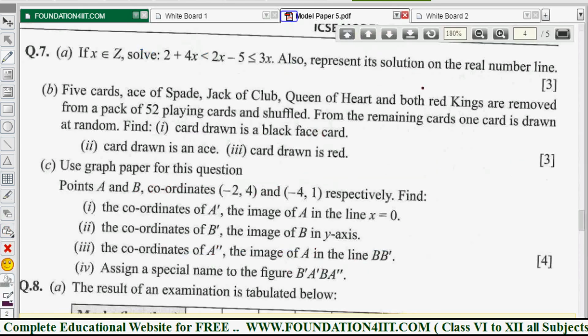And the next question is from probability. There are 5 cards, that is ace of spade, jack of club, queen of heart, and both red kings are removed. Out of the total we have 52 cards, so from the 52, these 5 are removed. From the remaining cards, one card is drawn at random. You need to find the probability that the card drawn is a black face card, the card drawn is an ace, the card is red.